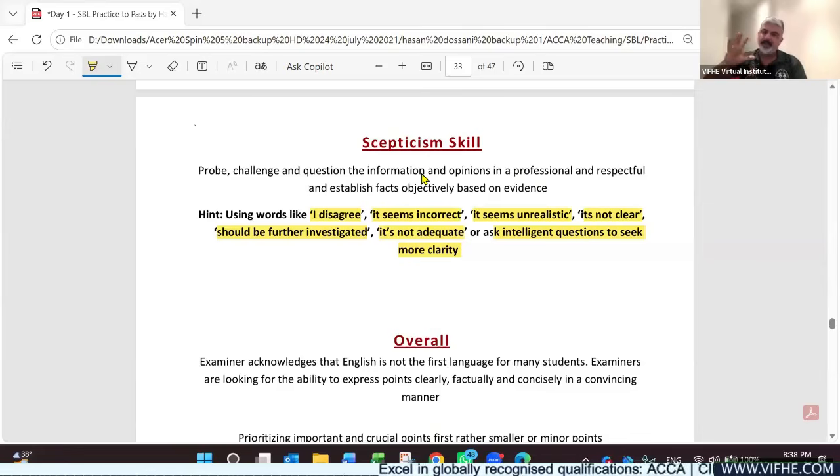But ideally, 2 points are more than enough. If you can give 3 points, that's good. But at least 2 points you have to demonstrate out of 10 points. Is that okay?